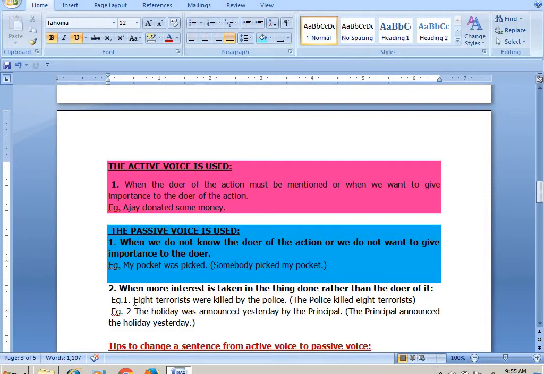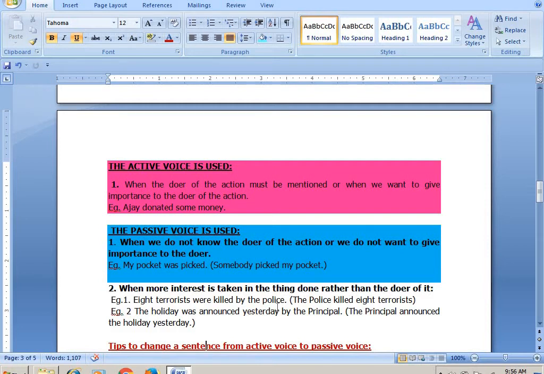The first sentence, the 8 terrorists were killed by the police, is in the passive voice. And how do you know that it is in the passive voice? Look over here. After the subject, the terrorists, we have the verb, they were killed. And after the verb, we have for the object, by the police. Now you know that here it is the past participle verb, and by has come in the sentence, so therefore you are sure that it is in the passive voice.